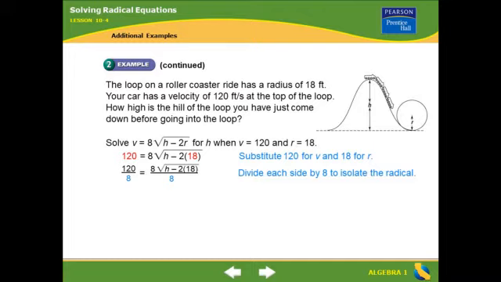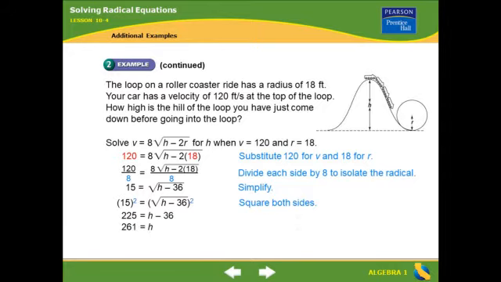So dividing both sides by 8, we will have 120 divided by 8, that is 15, equals, dividing the right side by 8, I will have only the square root of h minus 36. This 36 we get by multiplying 2 times 18. Since the radical expression here is isolated already, to solve for the unknown variable, just square both sides. So square 15 and then square the square root of h minus 36.